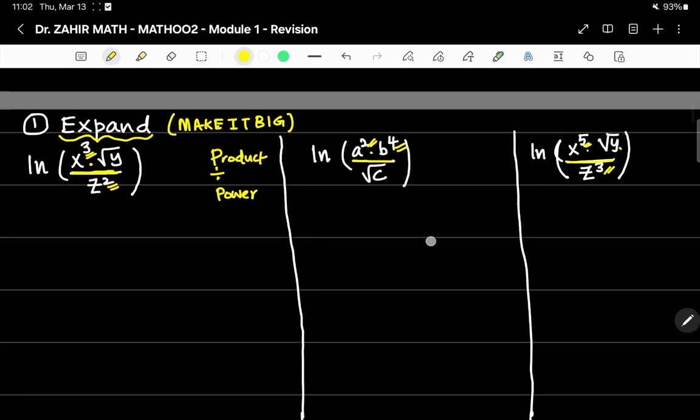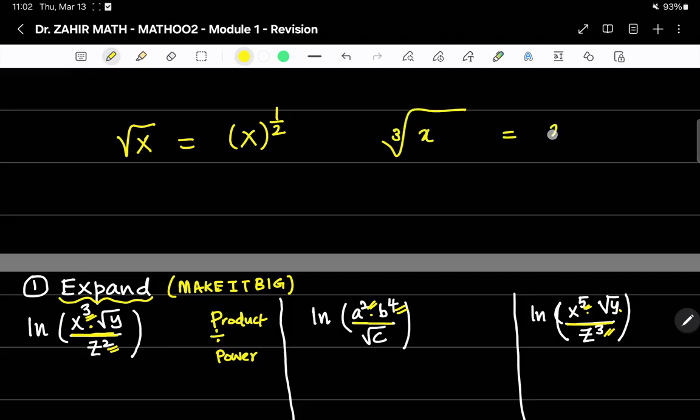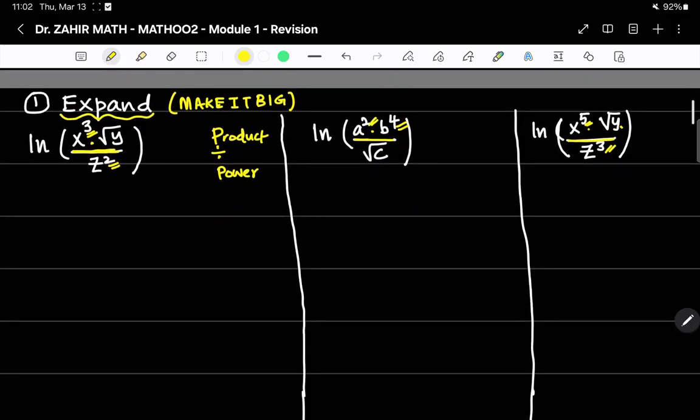Before going to this question, I want to tell you what is square root of x. Square root of x is nothing but x to the power of 1 by 2, right? Suppose you have cube root of x. It means x to the power of 1 by 3. So in this way it goes. It has a power. Keep in your mind. Okay, let's start this question.